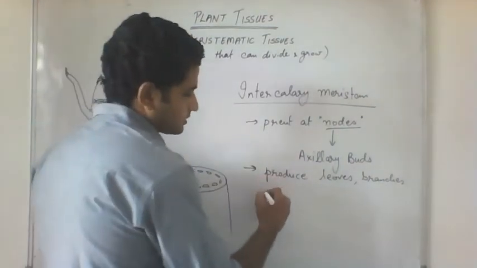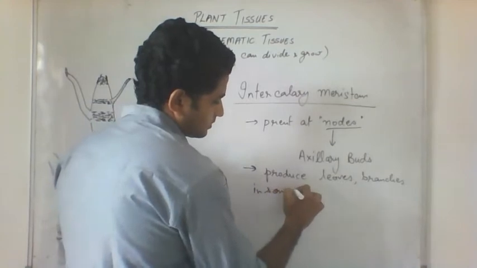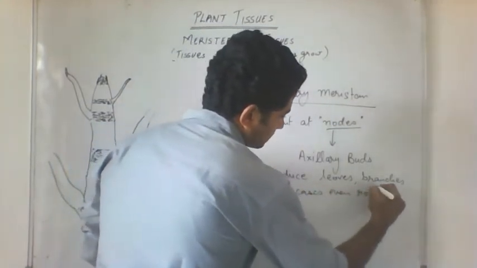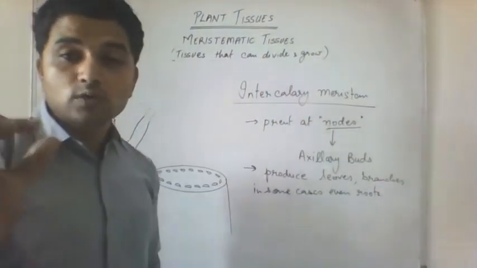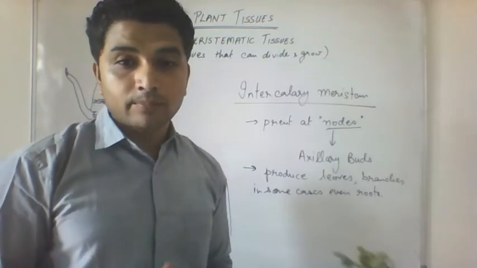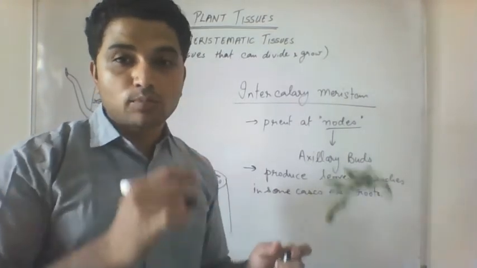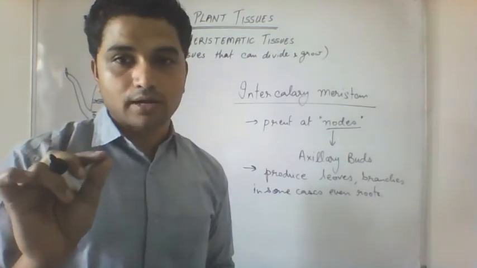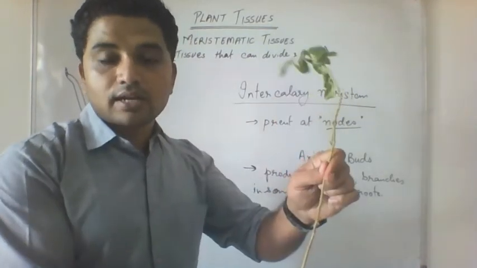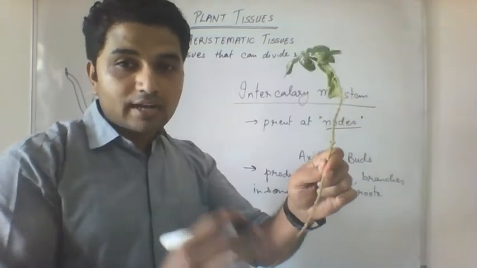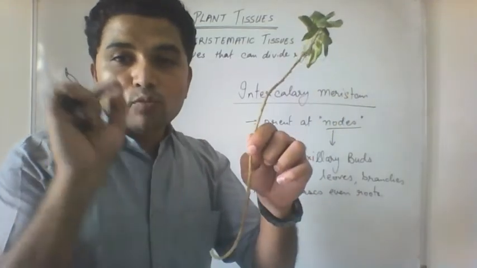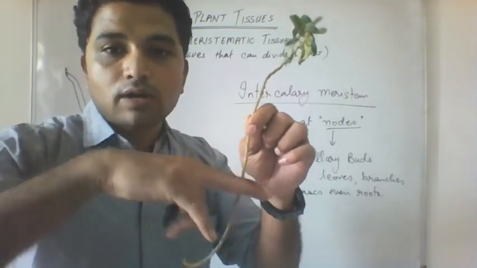Okay, and in some cases even roots arise from the axillary buds. If you are interested in gardening and you have to plant a rose plant, there are no seeds for a rose plant. Roses are grown with the help of the stem. A stem is cut and put in the soil, and after some days of watering and taking care of it, you will see new branches coming out from the nodes of whatever you have cut.